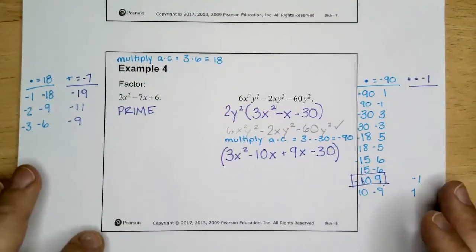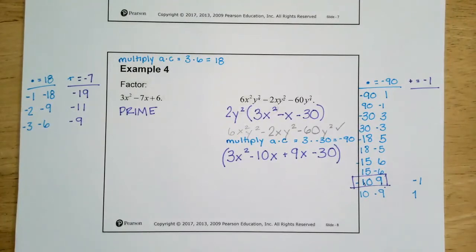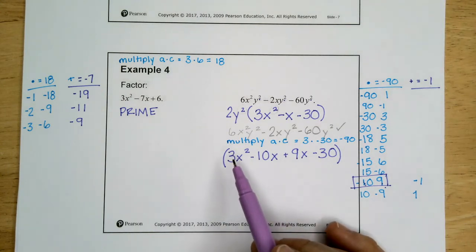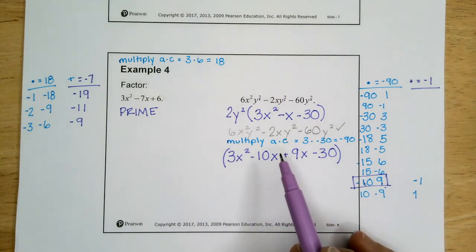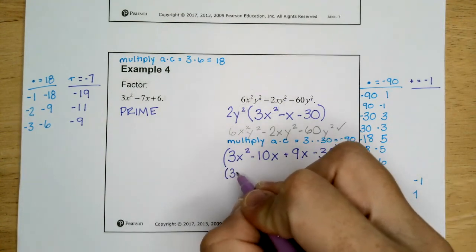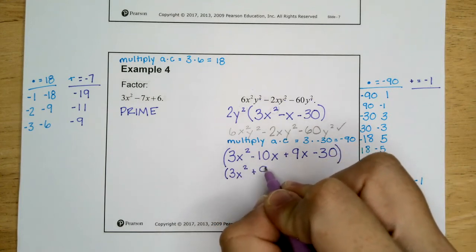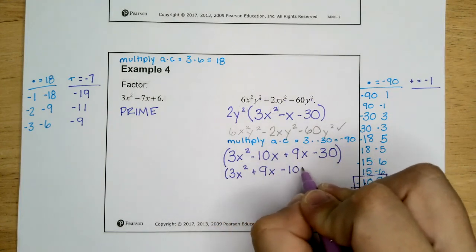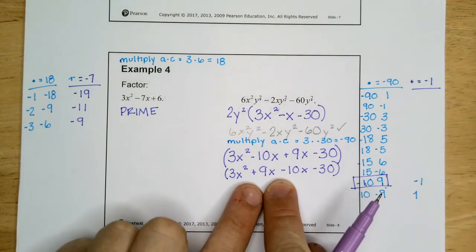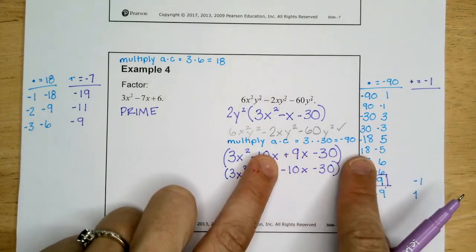But this one, there's only one good way to group it, because 3 and 10 do not have any common factors except 1, right? But 3 and 9 have common factors, and 10 and 30 have common factors. So I'm going to switch them. 3x squared plus 9x minus 10x minus 30. So I'm going to move them so that they are grouped in a way I can factor them.